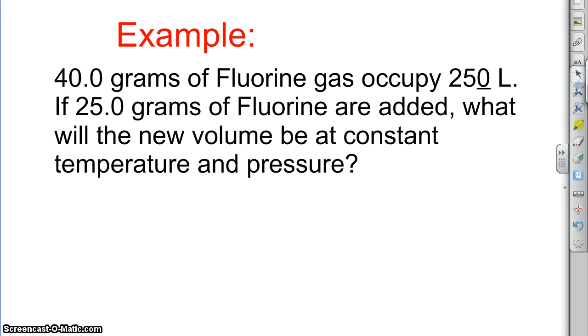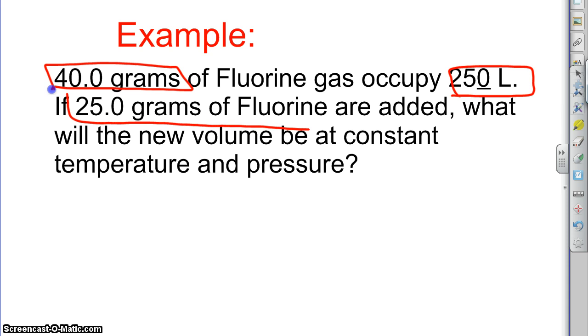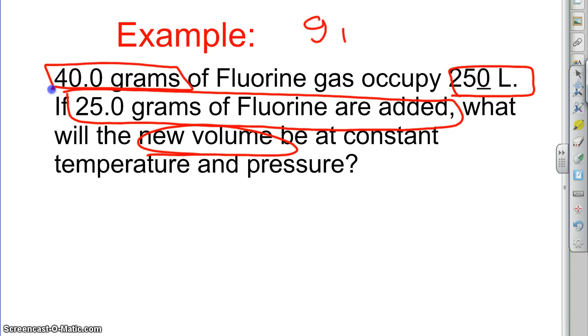So let's start identifying things. This is not moles, it's grams, but it's a number, so we're going to circle it. That's a volume. That is another number, and we want to know the new volume. So we have grams 1, we have grams added, we have volume 1, and volume 2 is what we're being asked to find.